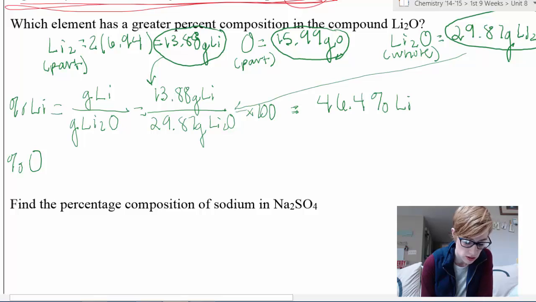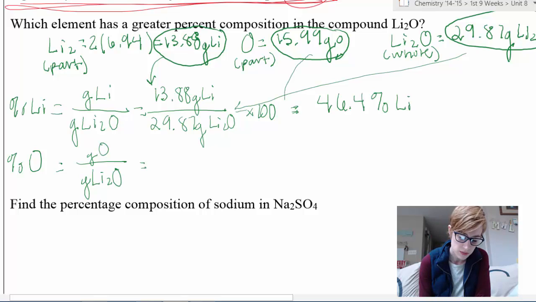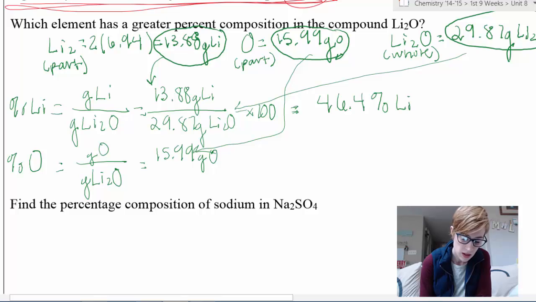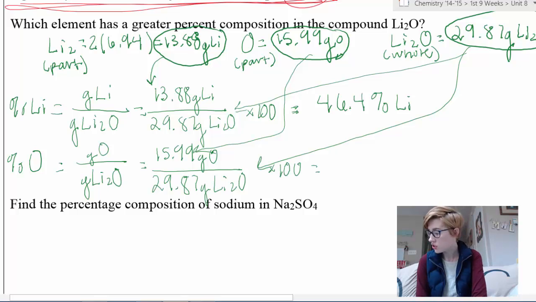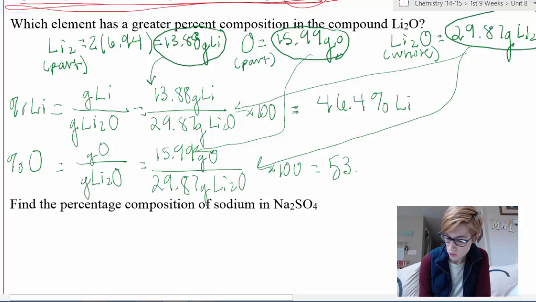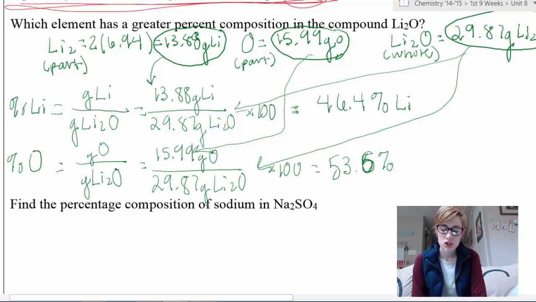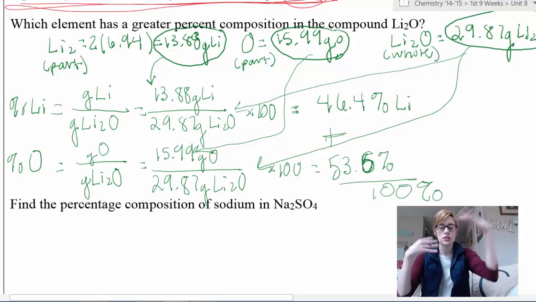Okay, so now to do oxygen, I do the same thing. I'm going to do grams of oxygen divided by grams of my whole compound. So how much does oxygen weigh? Well, it's right here. It's 15.99 grams of oxygen divided by my whole compound, which is 29.87 grams of lithium oxide. Multiply that by 100 and I'll get the percentage of oxygen, which is 53.5%. Sorry, that's 53.6%. Again, make sure that these two numbers here add up to 100% to make sure that both your parts add up to 100.